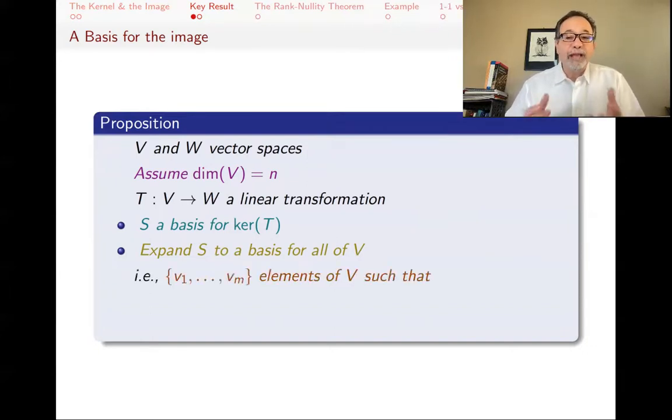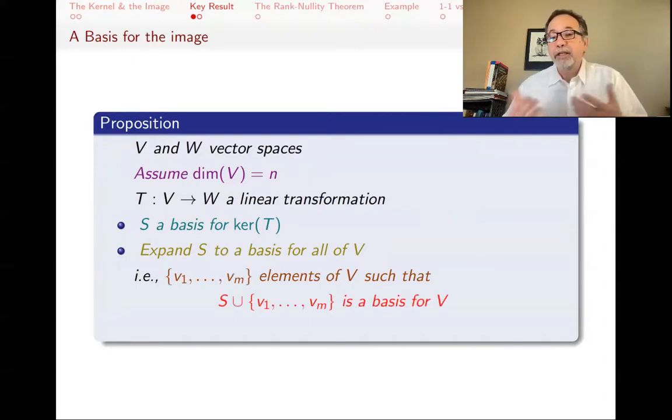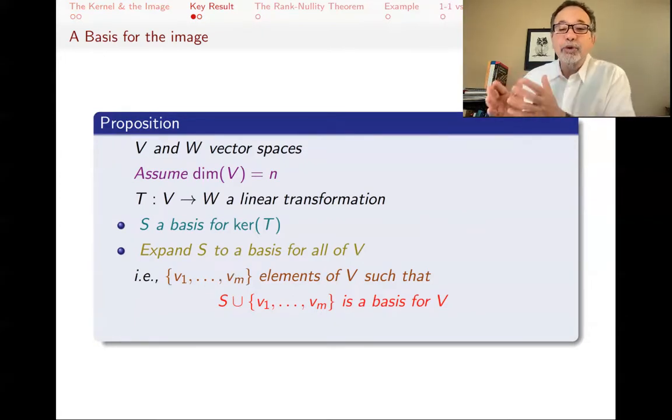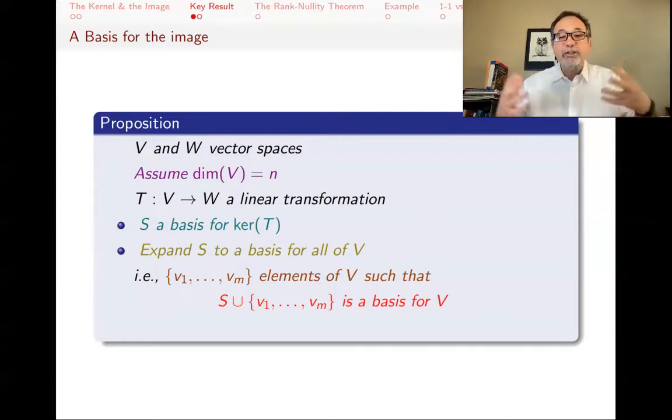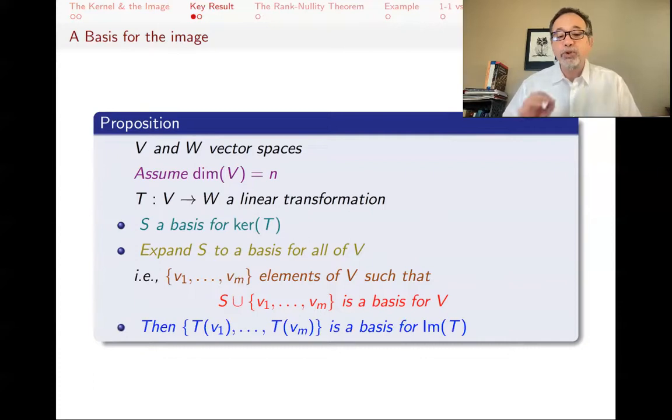And so what that means is you pick elements of V so that S together with them gives you a basis for V. And what this proposition says is that these new elements, the ones that you needed to add to a basis for the kernel to get a basis for the vector space, are elements that if you send them over, they will give you a basis for the image. So this is the main theorem that we want to prove here and see some of its consequences.